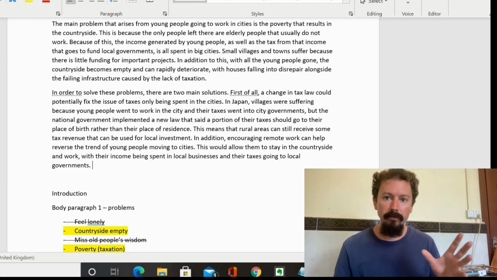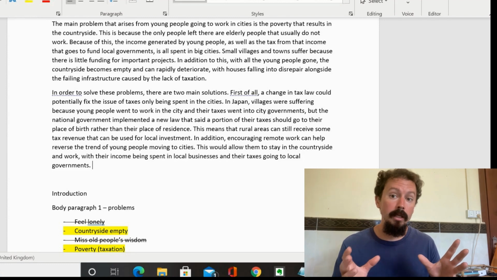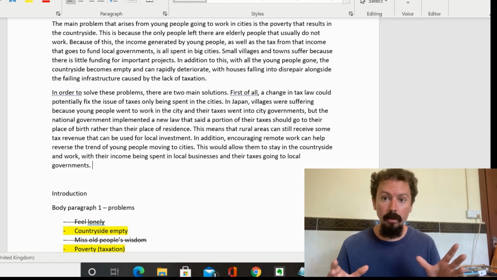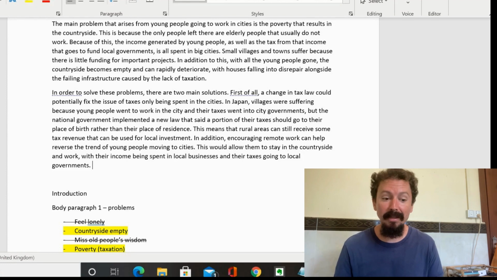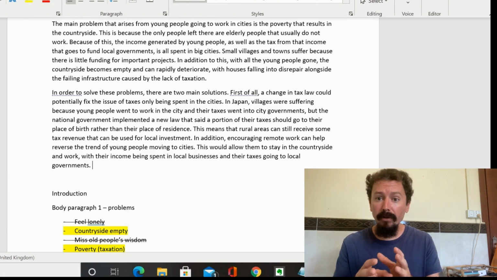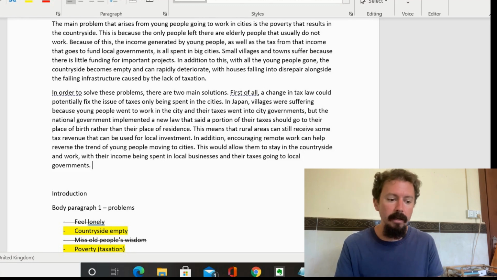So here I've given my first idea, and then I've immediately given an example of how this could successfully be done, or how this has successfully been done, which also functions to explain my idea. So an example and an explanation can kind of be the same thing sometimes. I've added further explanation just to clarify. This means that rural areas can still receive some tax revenue that can be used for local investment.